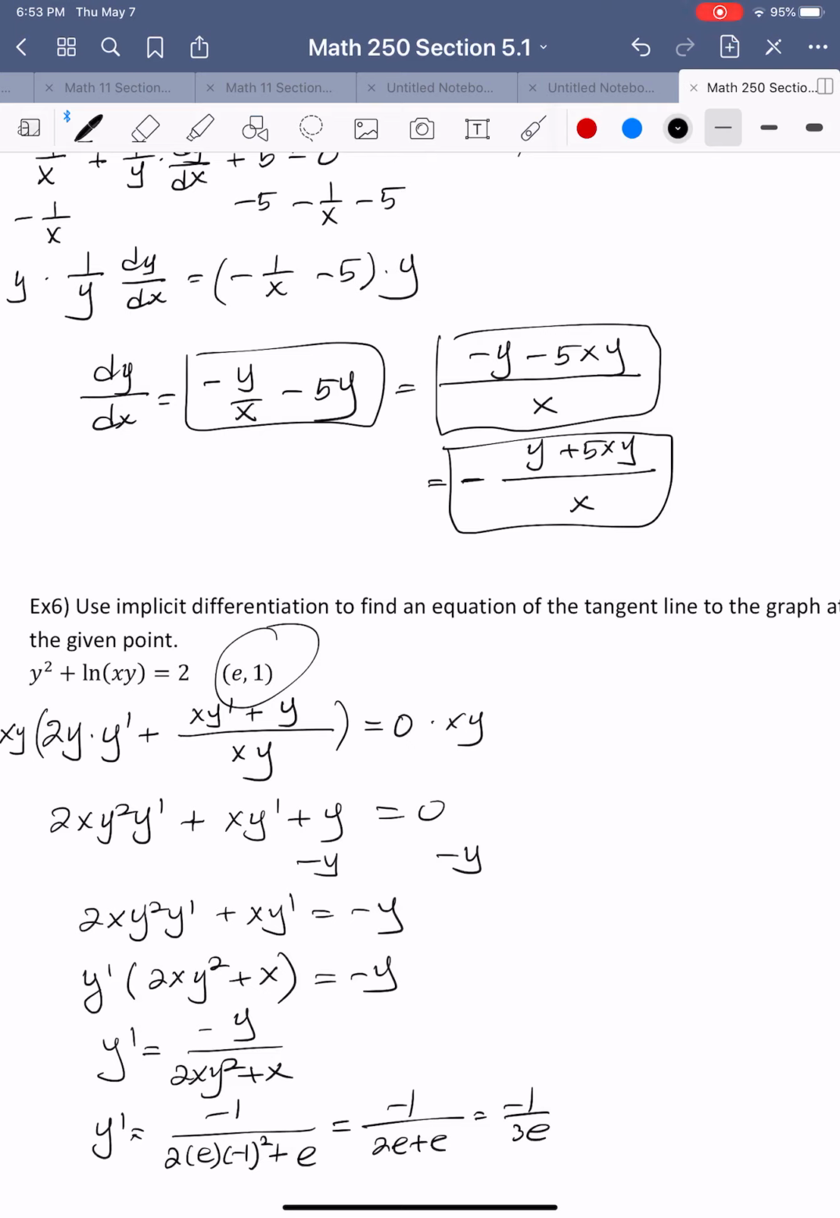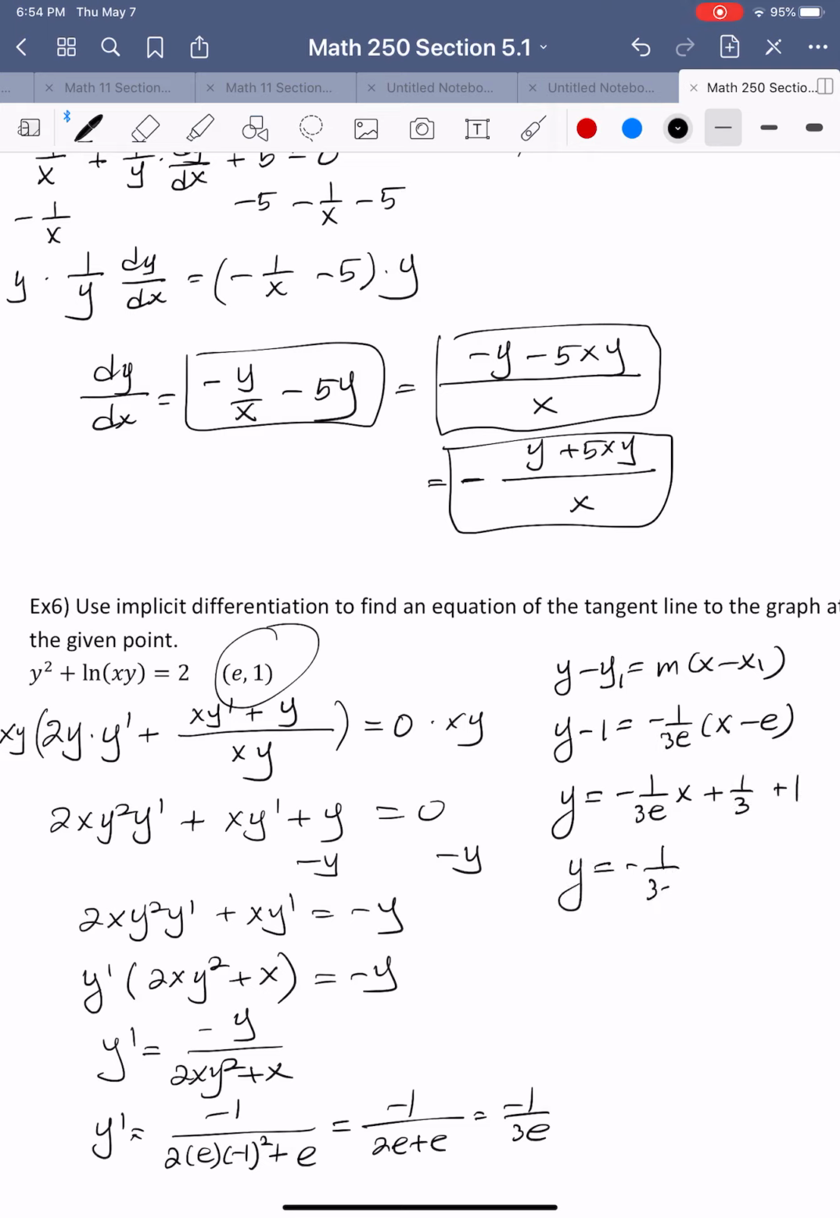So now in order to find the tangent line, which is y minus y1 equals m times (x minus x1). So y1 is 1, m is negative 1 over 3e, x minus e. And then when you solve for y, it becomes negative 1 over 3e times x plus 1/3, and adding the 1, y equals negative 1 over 3e times x plus 4/3. Okay, so that's all.